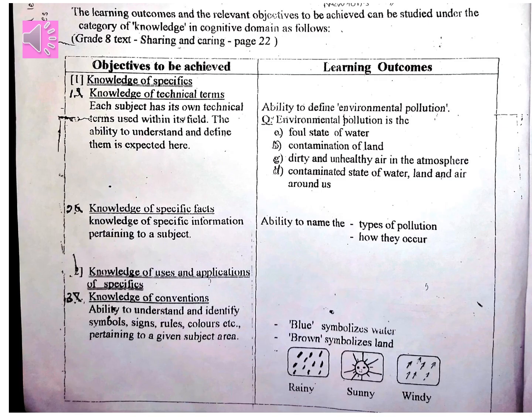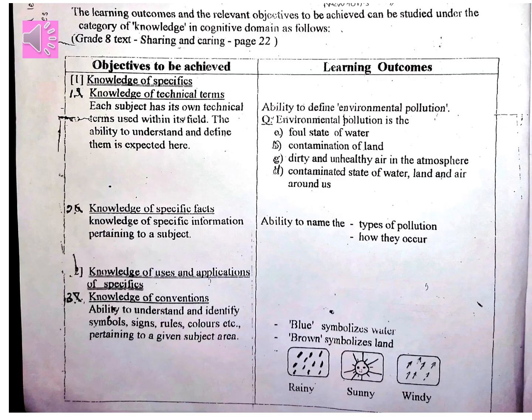Now, if we take measurement and evaluation, there are technical terms. What is measurement? What is evaluation? What is reliability? What are objective type tests? What is subjectivity? So if you can define those technical terms, then you can say you are knowledgeable about these technical terms, right? That's the objective to be achieved. Now the learning outcome is the student should be able to define the technical terms.